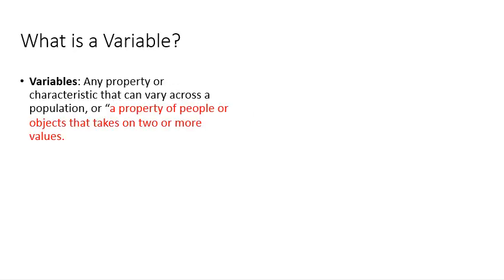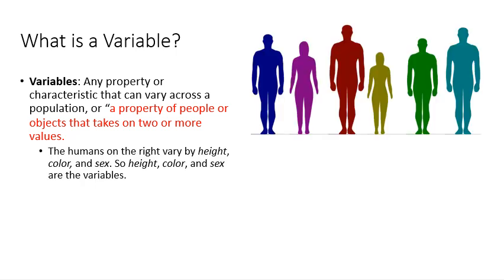So what is a variable? You'll be familiar with this if you took statistics, which is an excellent prerequisite for this class, but if you haven't, this will explain this to you. A variable is any property or characteristic that can vary across a population, or, quote, a property of people or objects that takes on two or more values. So that word vary, spelled V-A-R-Y, means to change, as opposed to V-E-R-Y when we say like very much. So to vary means to change, so a characteristic that can change across a population or differ.